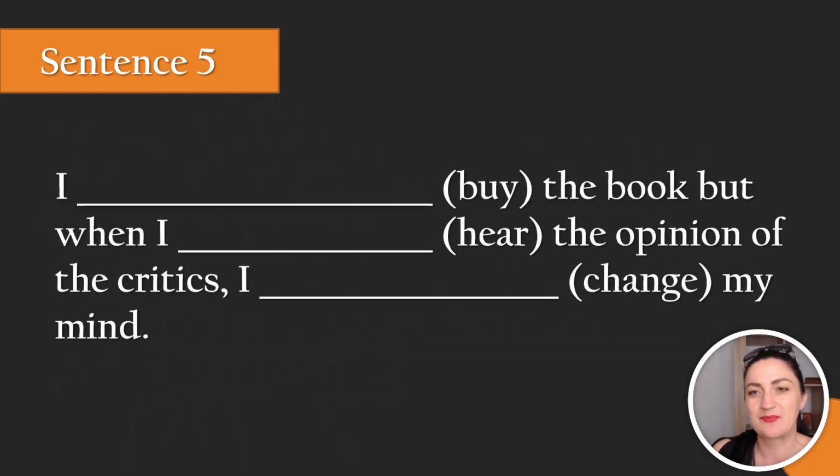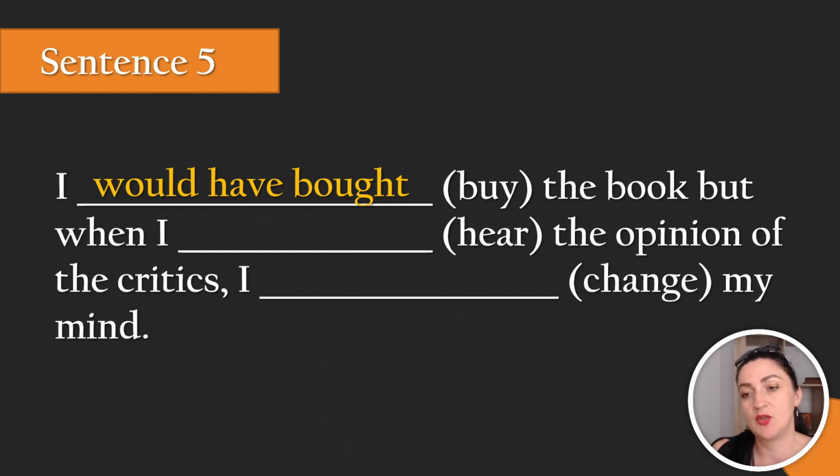Our next example. I buy the book, but when I hear the opinion of the critics, I change my mind. In this sentence, we want to say that we wanted to do something in the past, but that we didn't do it because of something else that happened. So something else prevented us from doing something we intended to do. One of the ways we can express our intention in the past is to use would, which will be followed by bare perfect infinitive. The word when is a clear indication that we need to use past simple. And the following verb just describes what happened next. So it will also be in the past simple.